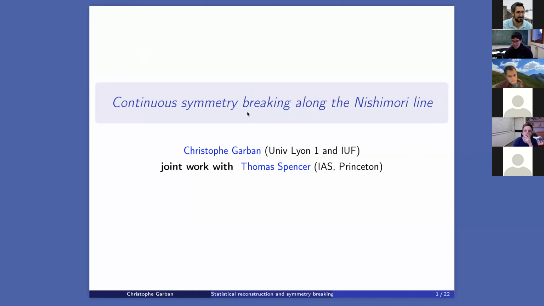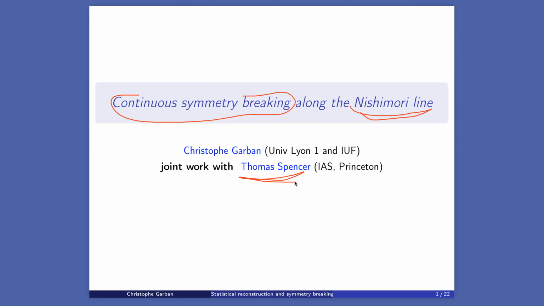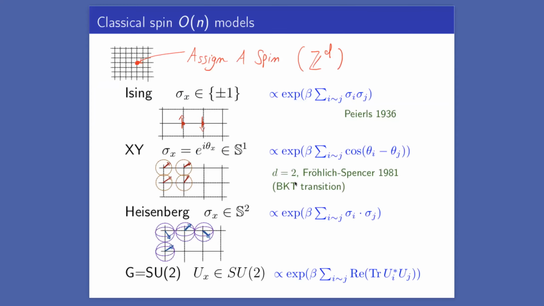So indeed, there will be a mix of two things: continuous symmetry breaking for spin systems in Z^d, which I will introduce, and this Nishimori line, which has to do with a certain quench disorder for spin systems, and is a bit related to Bayesian statistics. I will introduce all these concepts later, and it's joint work with Tom Spencer, thanks to the first lockdown. I think without this lockdown, I would not have had the chance to interact with him.